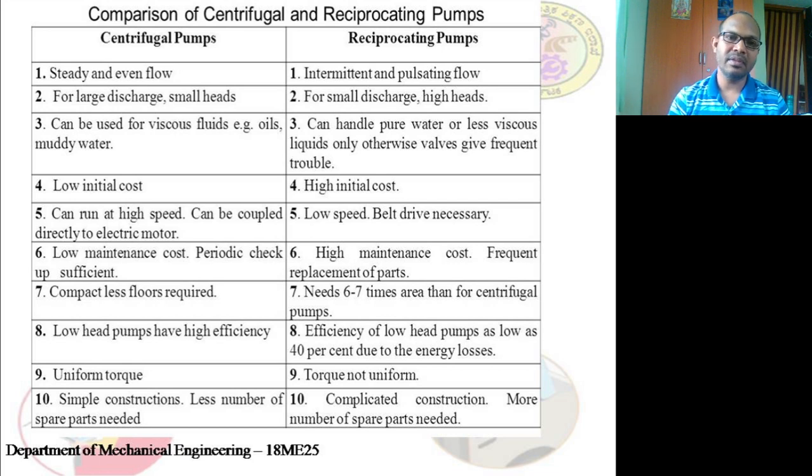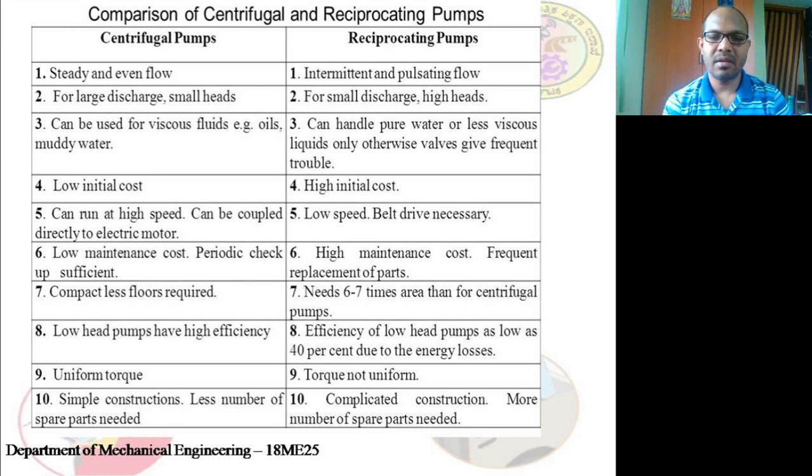So less floor space is required because of the compact nature of centrifugal pumps. In case of the reciprocating pumps, it takes more floor space, about 6 to 7 times the area of the centrifugal pumps, because as we have already seen, it will have a piston movement, a connecting rod, and also a crank, so extra area is required for that.